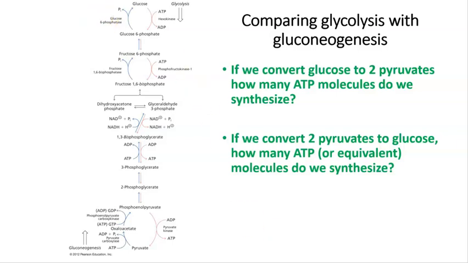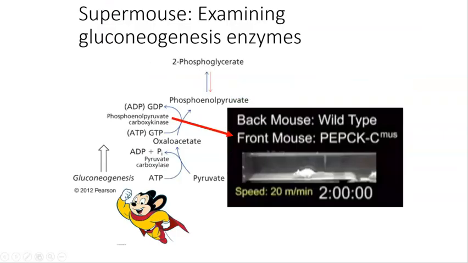So I do want to talk about some of this process with gluconeogenesis, kind of a case study here. Some of the research that's been done looking at different enzymes within this pathway of gluconeogenesis. A group has looked at the wild-type mouse. I'm going to show you a video in a second. In the back is going to be a wild-type mouse, and in the front it's going to be a mouse where we've upregulated this phosphoenolpyruvate carboxykinase in the liver.